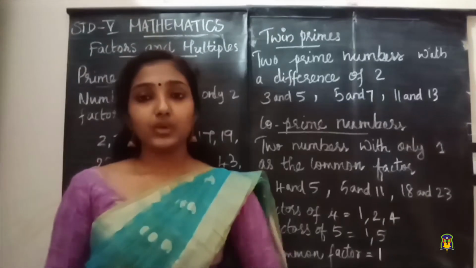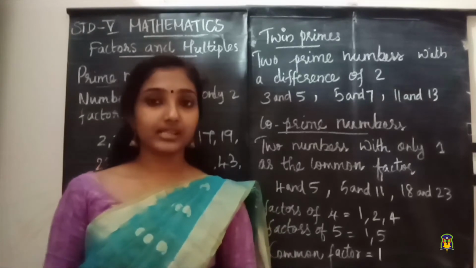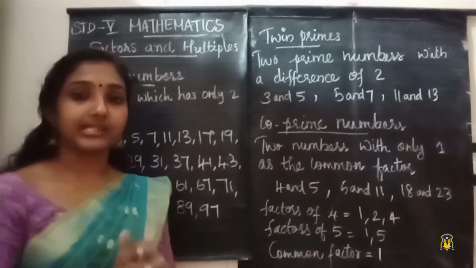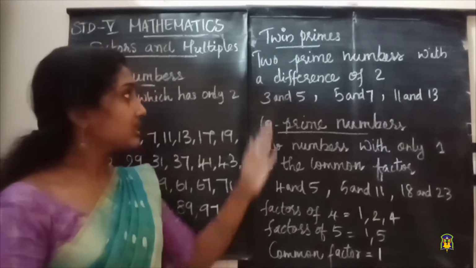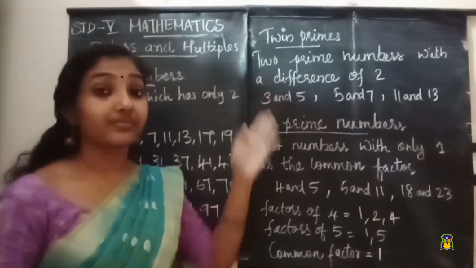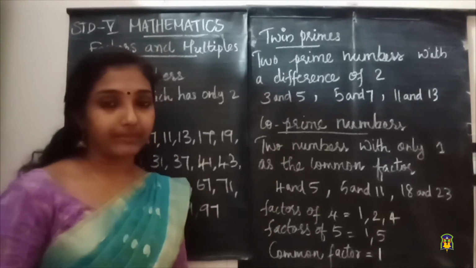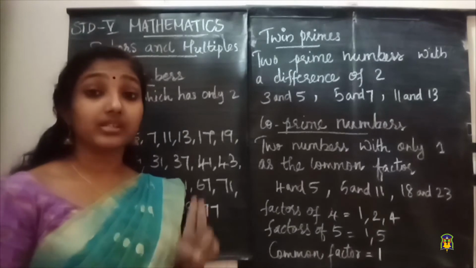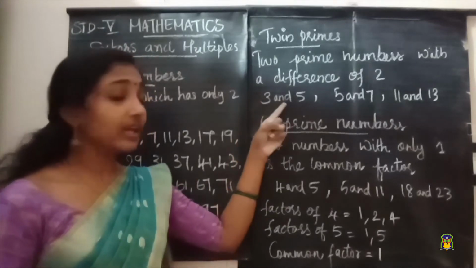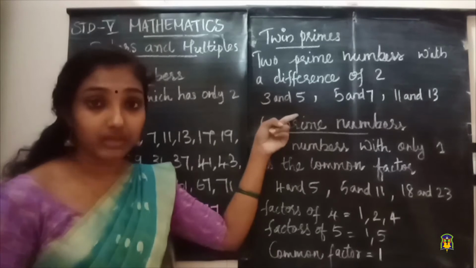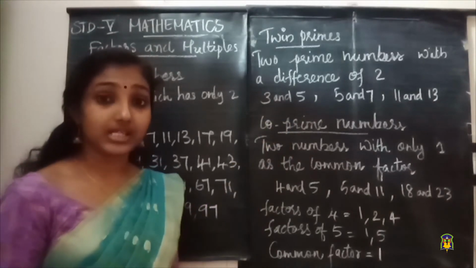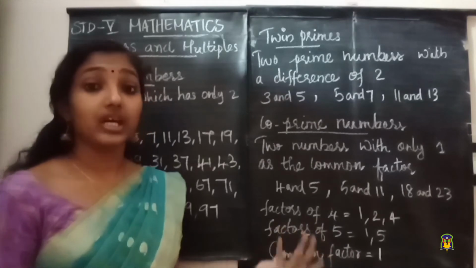Okay, now we are moving on to another set of numbers, and the first category is twin primes. Now let's see what twin prime numbers are. Two prime numbers with a difference of 2 are called twin prime numbers. So here 3 and 5. 3 and 5 are prime numbers. And what is the difference of 3 and 5? 5 minus 3 gives a difference of 2.